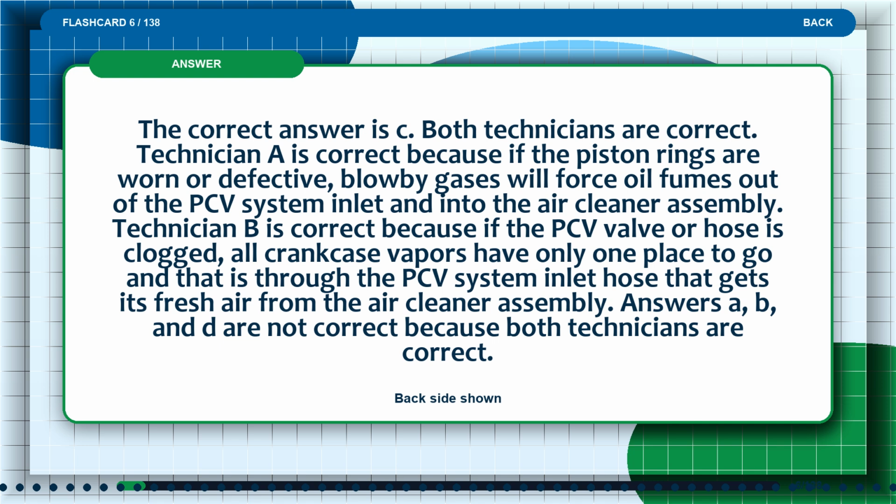Technician B is correct because if the PCV valve or hose is clogged, all crankcase vapors have only one place to go, and that is through the PCV system inlet hose that gets its fresh air from the air cleaner assembly. Answers A, B, and D are not correct because both technicians are correct.